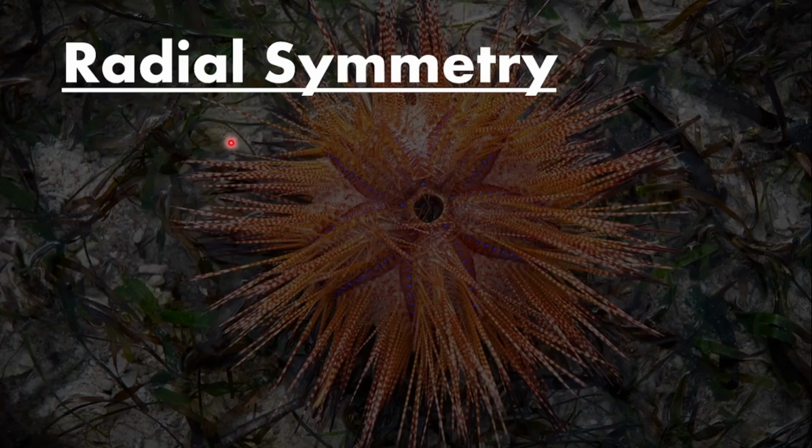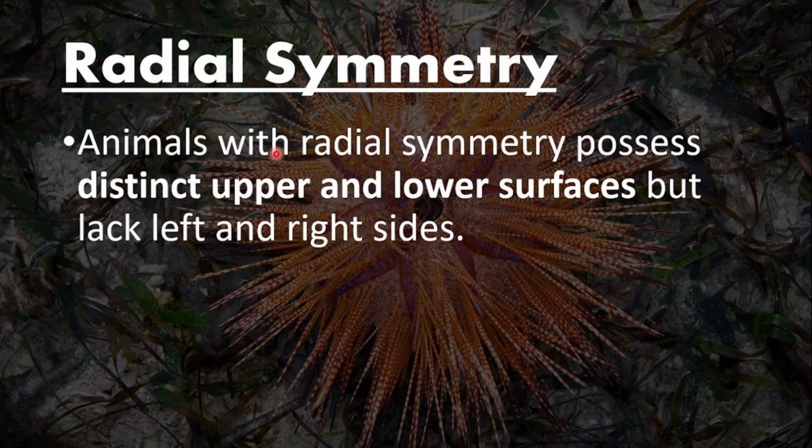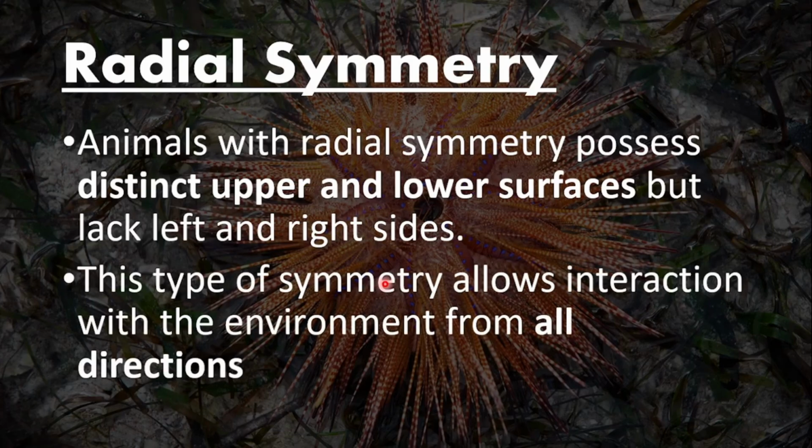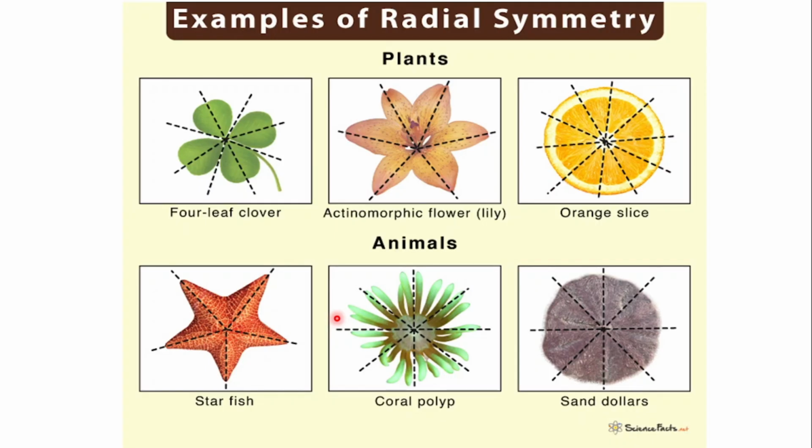Well, before we get to the examples, let's look at some certain features of radial symmetry. Animals with radial symmetry possess distinct upper and lower surfaces, but they lack left and right sides. What else do we need to know about radial symmetry? Well, this type of symmetry allows interaction with the environment from all directions. Now let's look at some pictures, because pictures help me to understand this topic, and I'm sure it's going to help you as well.